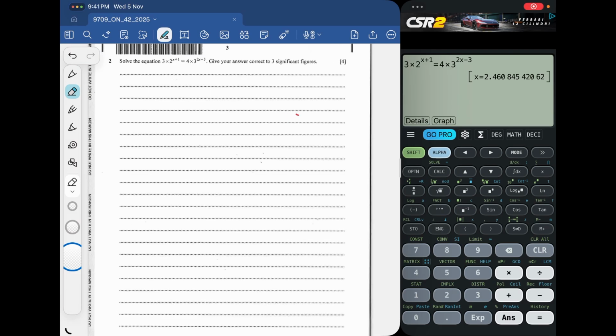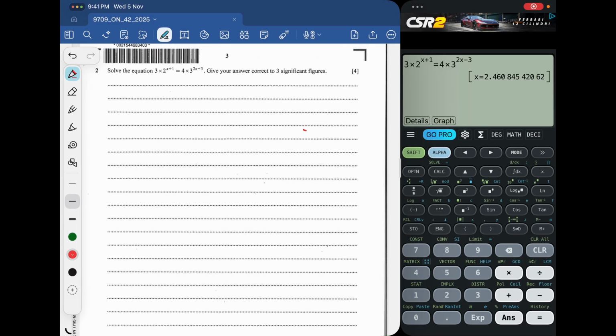Okay, now let's see question 2. For question 2, I can see some indices first because I don't want to make it complicated. So I will try to bring the indices, make indices. So I'll just do 2 to the power of x plus 1 divided by, bringing 4, then I'm leaving 3 to the power of 2x minus 3 and dividing by 3. If you cross multiply, you get the same thing.